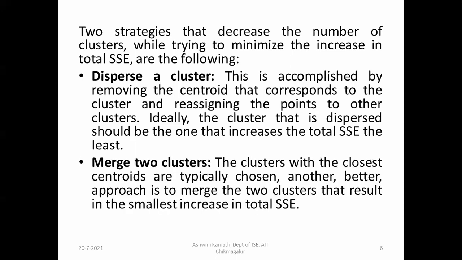Second, merge two clusters. The clusters with the closest centroids are typically chosen. Instead of two clusters, make it one. While merging, we select the clusters whose centroids are closer and merge them. Another better approach is to merge the two clusters that result in the smallest increase in total SSE. Select two clusters in such a way that the total SSE increases the least, and merge them.